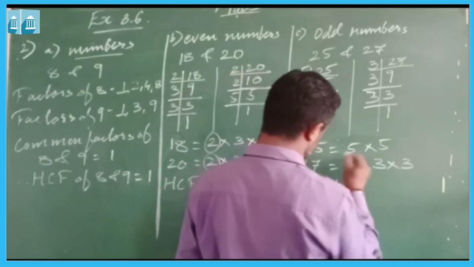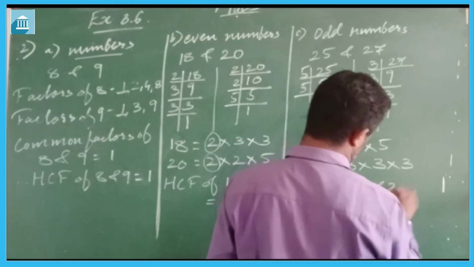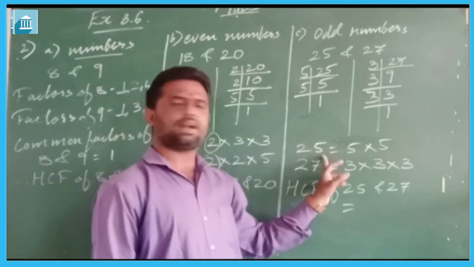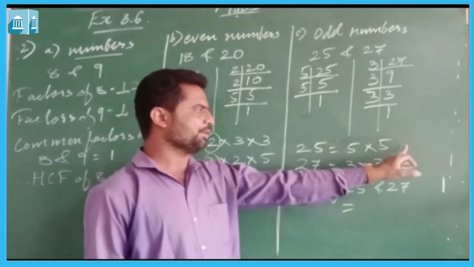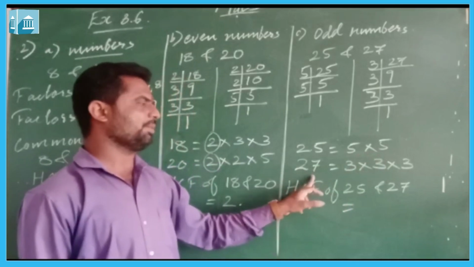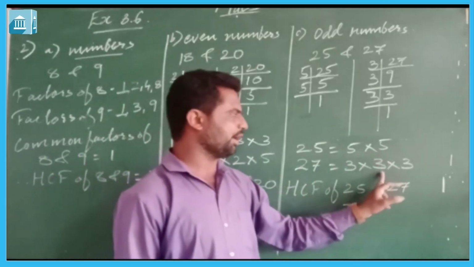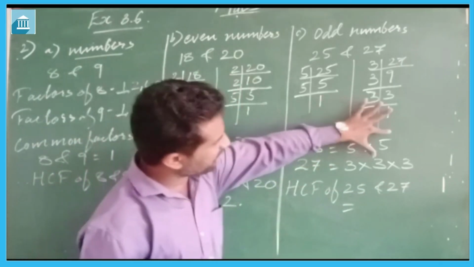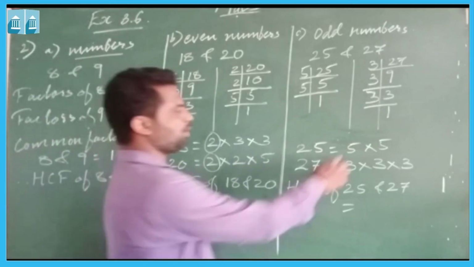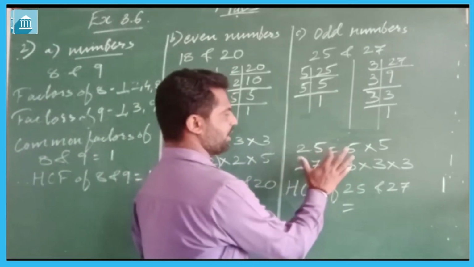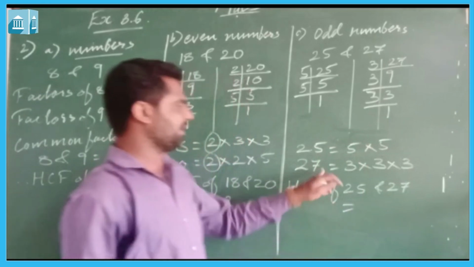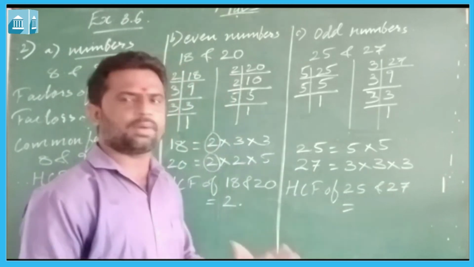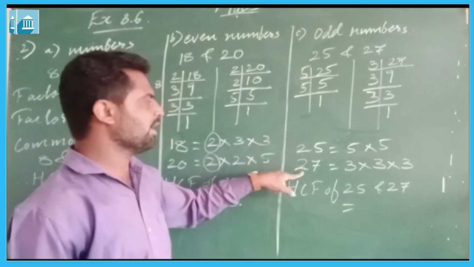Now the HCF of 25 and 27 is equal to... Prime factorization of 25 is 5 into 5. Prime factorization of 27 is 3 into 3 into 3. You see here, no common factor is there. It means there is no common factor between 25 and 27.